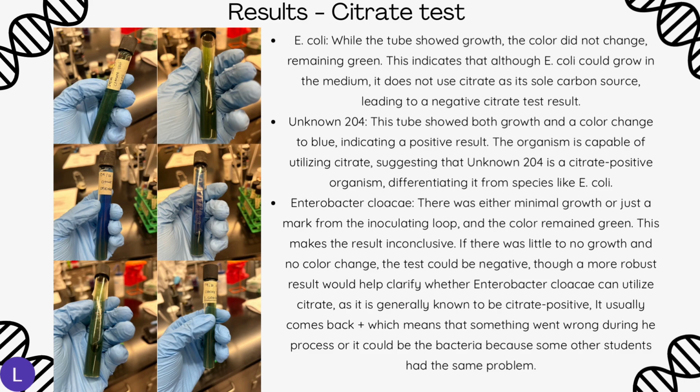For the results of the citrate test, you would have on the left side of the slide pictures of the front and the back of this slant, and it's in the order as it goes. So first E. coli, then unknown 204, and then Enterobacter cloacae.